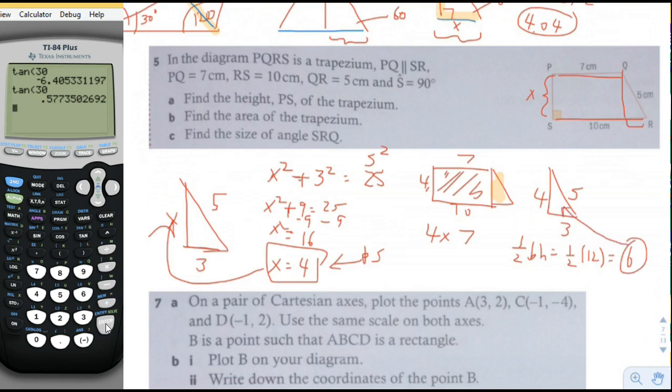4 times 7 is 28. We just need to add those together. 28 plus 6 equals 34. So that is B. Okay? And this is A. What about C?